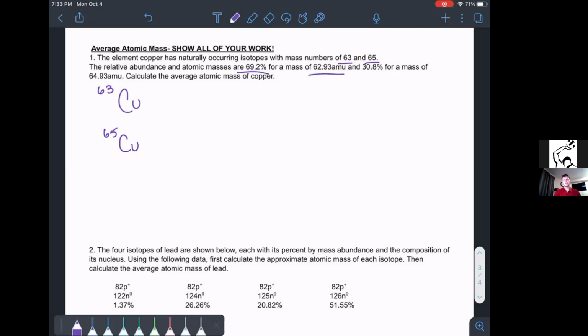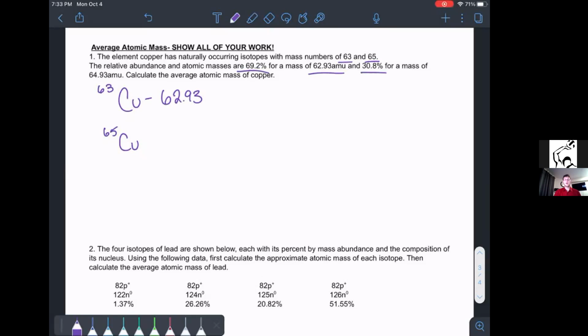All right, and we know the percent abundance is 69.2% of the mass of copper 63, which is really 62.93 AMU, which means we're going to put 62.93 right here. And then 30.8% of our copper is going to be 65 for our copper isotope, or really 64.93 AMU.